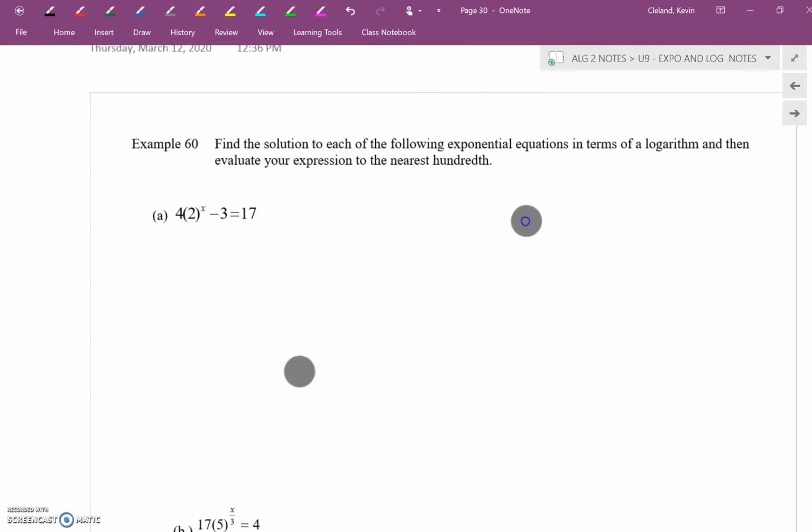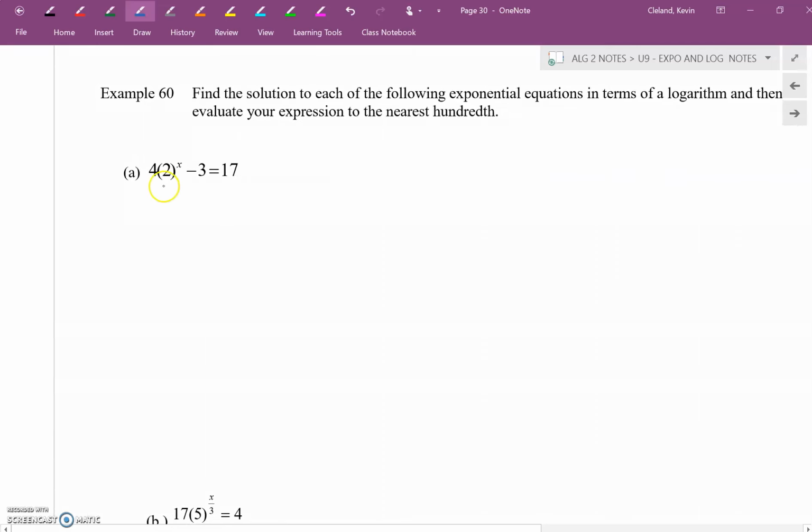Let's use that. Step 1 was isolate. Just like solving an equation for a variable, we need to isolate the exponential expression. So we're isolating this, 2 to the x power. We add 3 and we get 4 times 2 to the x equals 20. Still isolating, we divide by 4 to cancel that out, and we get 2 to the x equals 5.